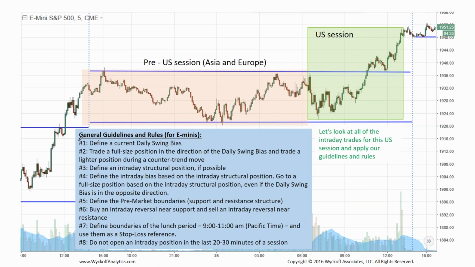Okay, we basically talked about all of this. We want to define the boundaries of the lunch period as well, so from 9 to about 11, like this. And we want to see the low and we want to see the high. And if we are in the position to the upside, which we would be in this area right here, our stop loss is going to be just below this level.